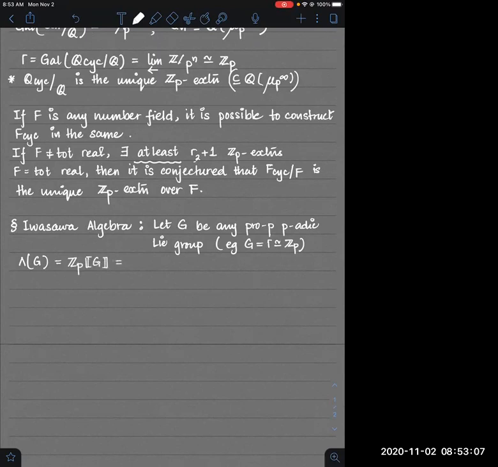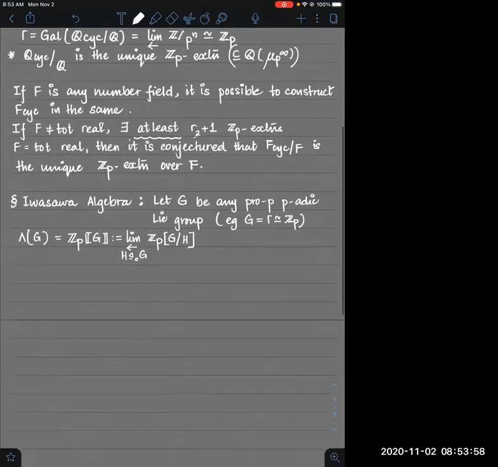This is defined as the inverse limit of these formal group rings with Z_p coefficients, where the group ring that you're going to be considering is Z_p[G/H], where H runs over all open normal subgroups of G. What the Iwasawa algebra is doing is that it's a variation of the group ring of G with Z_p coefficients, which takes the topology of G into account. That's important because working with the formal group ring Z_p[G] would just be extremely hard, and you wouldn't be able to really make much progress.